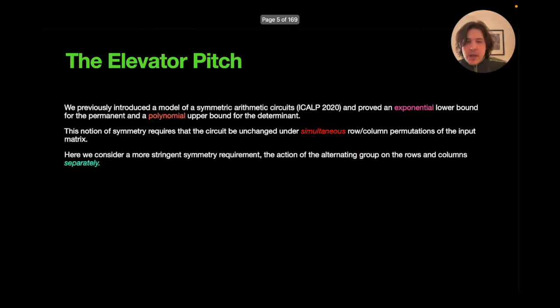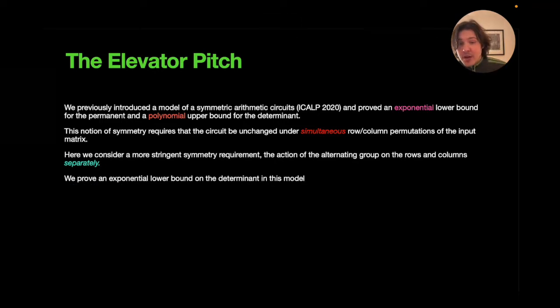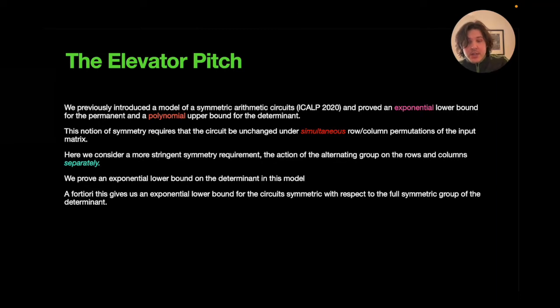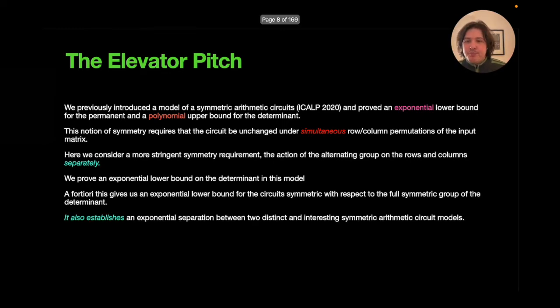And in the paper I'm going to be talking about today, we introduce a more stringent symmetry requirement. Namely, we discuss the action of the alternating group on the rows and columns of the matrix separately. And in this model, we prove an exponential lower bound for the determinant. This importantly contrasts with the polynomial upper bound we have for the other symmetry group. Now, a fortiori, this gives us an exponential lower bound for symmetric circuits relative to the full symmetric group for the determinant, which is in some sense a more natural group to consider in the determinant case, and we get a nice lower bound.